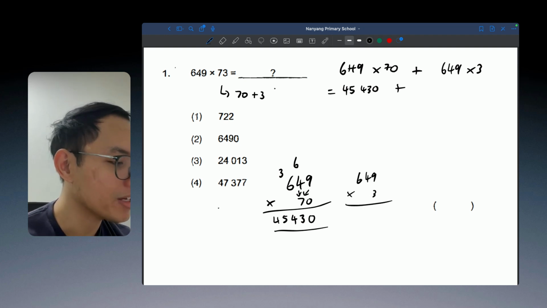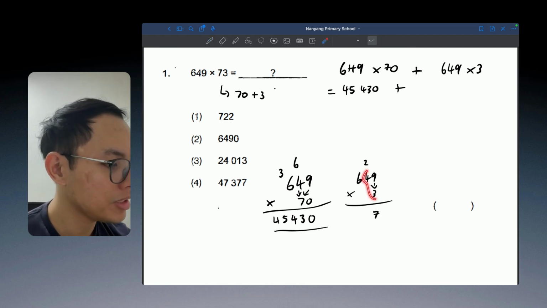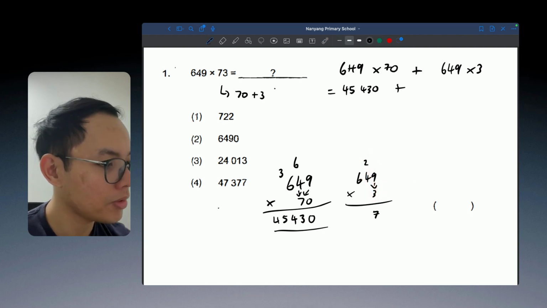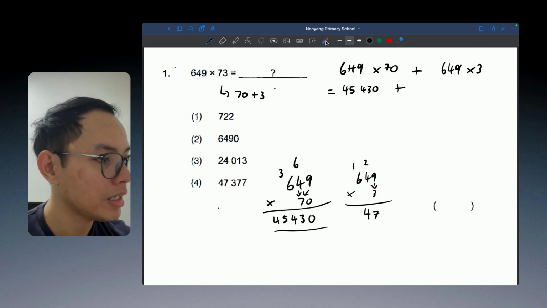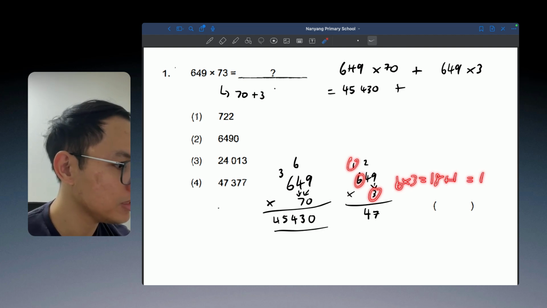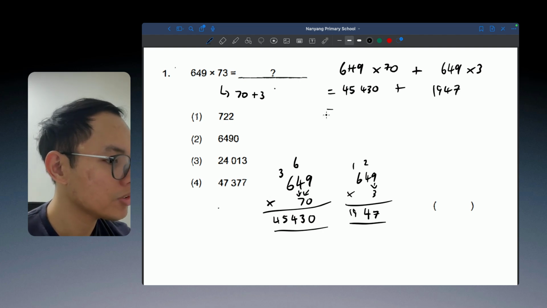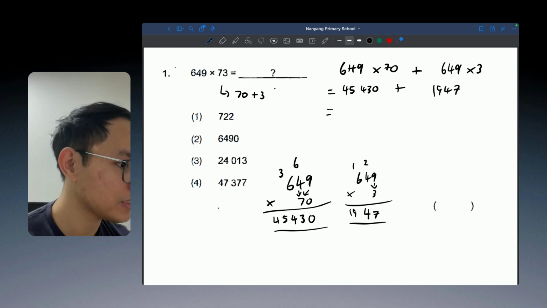So this is the long way. 9 times 3 is 27, so you put 7 over here and 2 on top. 4 times 3 is 12, plus 2 over here is 14. So I'm going to put 4 here and put 1 on the top. And then lastly, 6 times 3 is equal to 18, and then you have 1 over here, so you add 1, it should be 19. So we write 19 as what you see over here. Then 1947.